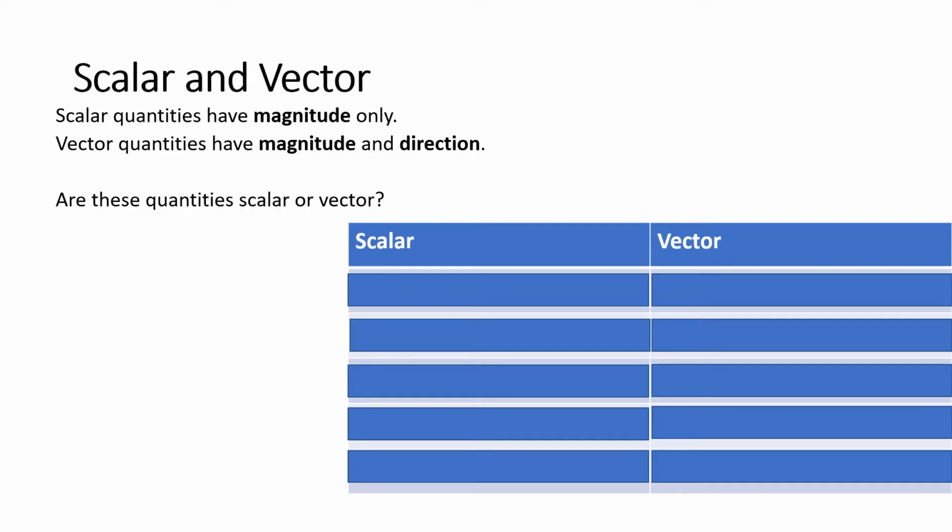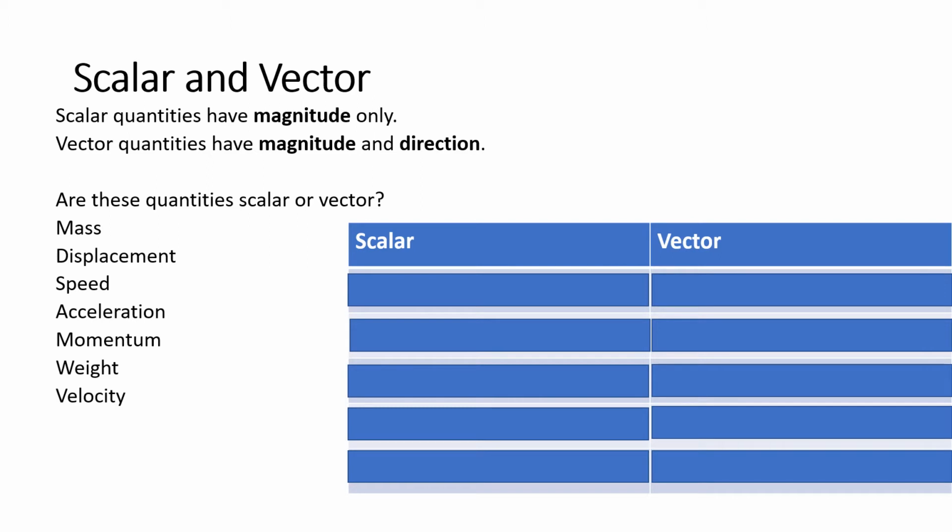So are these quantities scalar or vector? Try and put them in the table. We've got mass, displacement, speed, acceleration, momentum, weight, velocity, distance, and energy and power. See if you can put them in the right places before the answers come up.